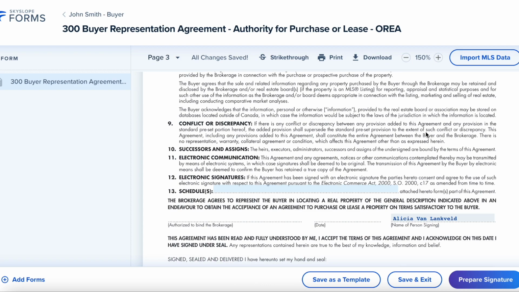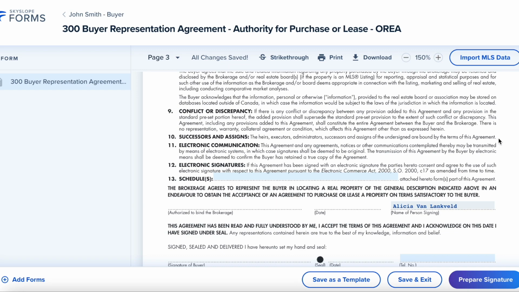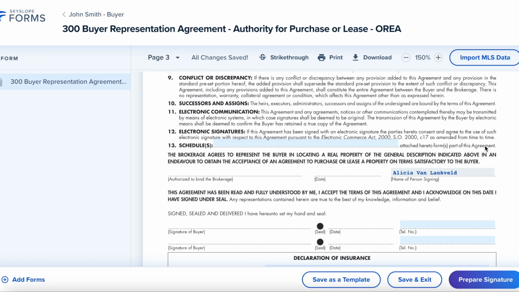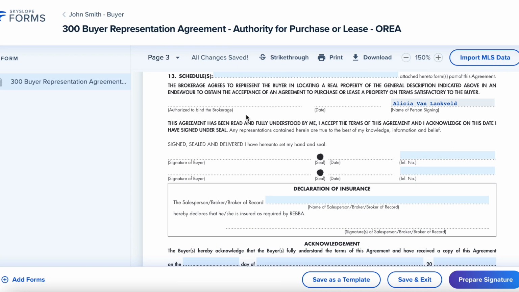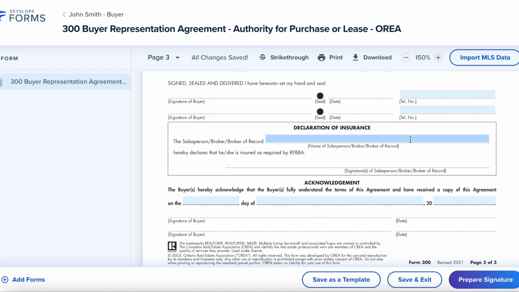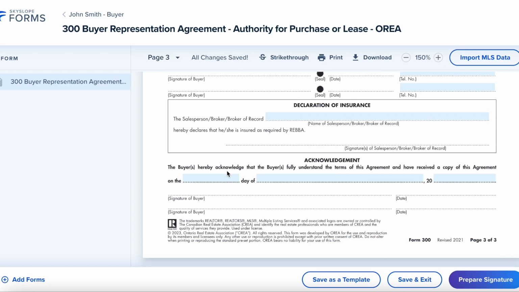Conflict or discrepancy. This is super simple. If there's any schedules attached to this agreement, those schedules supersede this agreement. Legally, they're bound by the terms of this agreement. 11 and 12 are about electronic communication and signatures. A lot of times these agreements are sent out electronically, so it's just saying that they're still valid if they're sent electronically. Schedules, if there's any additional schedules to this agreement, and then we go through the signatures. The agent signs here, buyers sign here. All agents need to have insurance, so this is declaration of insurance, and then this is the acknowledgement that the client has received a copy of this.